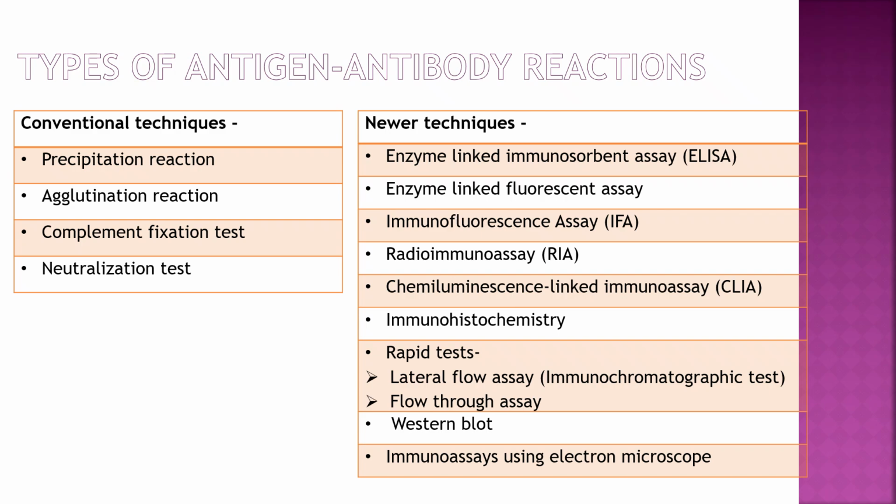Types of antigen-antibody reactions: conventional and newer techniques. In conventional techniques, it is precipitation, agglutination, complement fixation, and neutralization. In newer techniques, it is enzyme-linked immunosorbent assay, that is ELISA, enzyme-linked fluorescent assay, then immunofluorescence assay, radioimmunoassay, chemiluminescence-linked immunoassay, that is CLIA, immunohistochemistry, rapid test, lateral flow immunochromatographic test, flow through, then Western blot and immunoassays using the electron microscope.